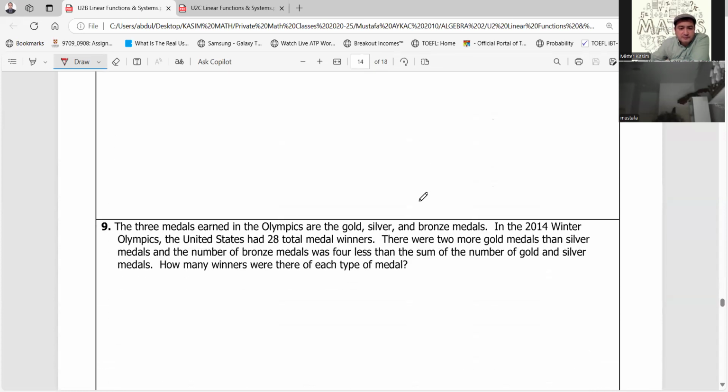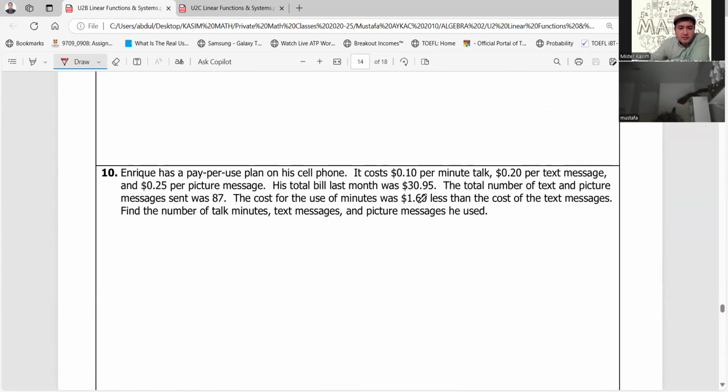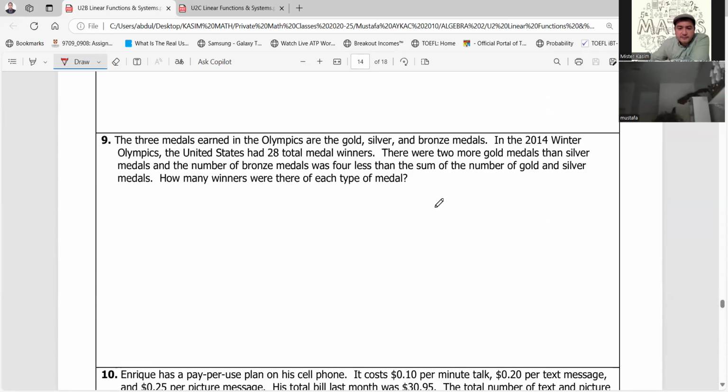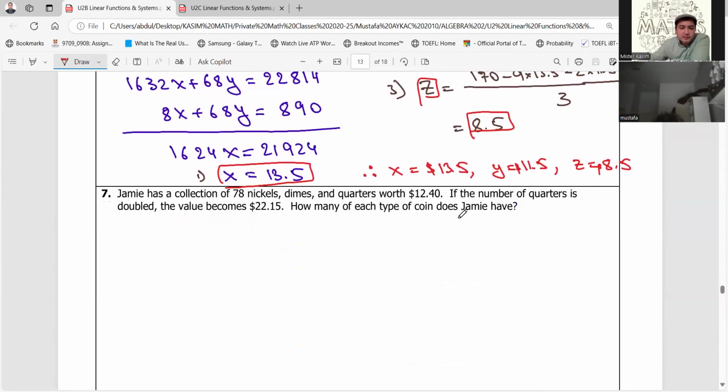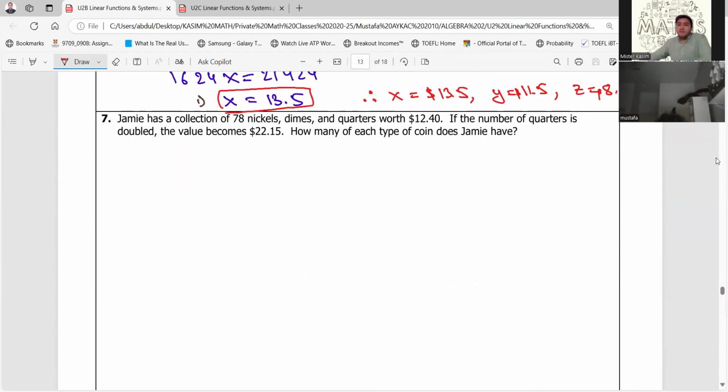Questions are similar, not so different. Let's do question 7. Jamie has a collection of 78 nickels, dimes, and quarters worth $12.40. If the number of quarters is doubled, the value becomes $22.15. How many of each type of coin does Jamie have?